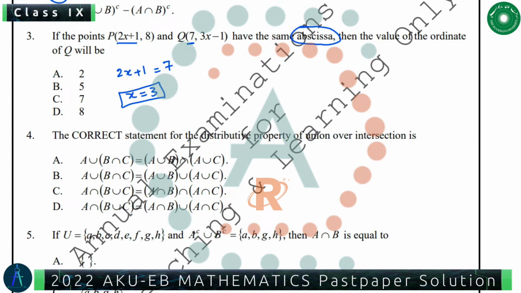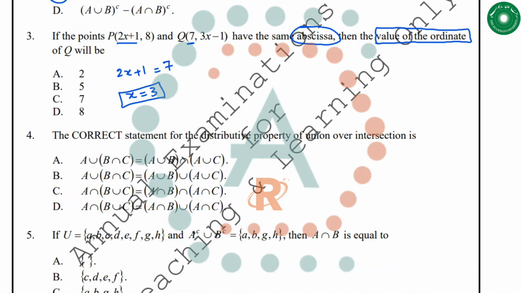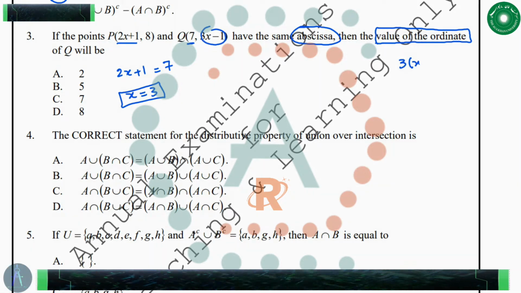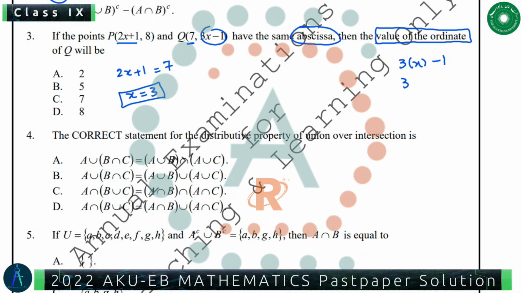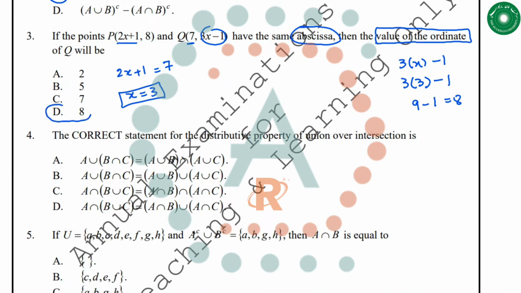We have to find the value of the ordinate, and the ordinate of Q is 3x minus 1. So 3 into x minus 1 will be equal to 3 into 3 minus 1, 9 minus 1 equals 8. So option D is the right answer.